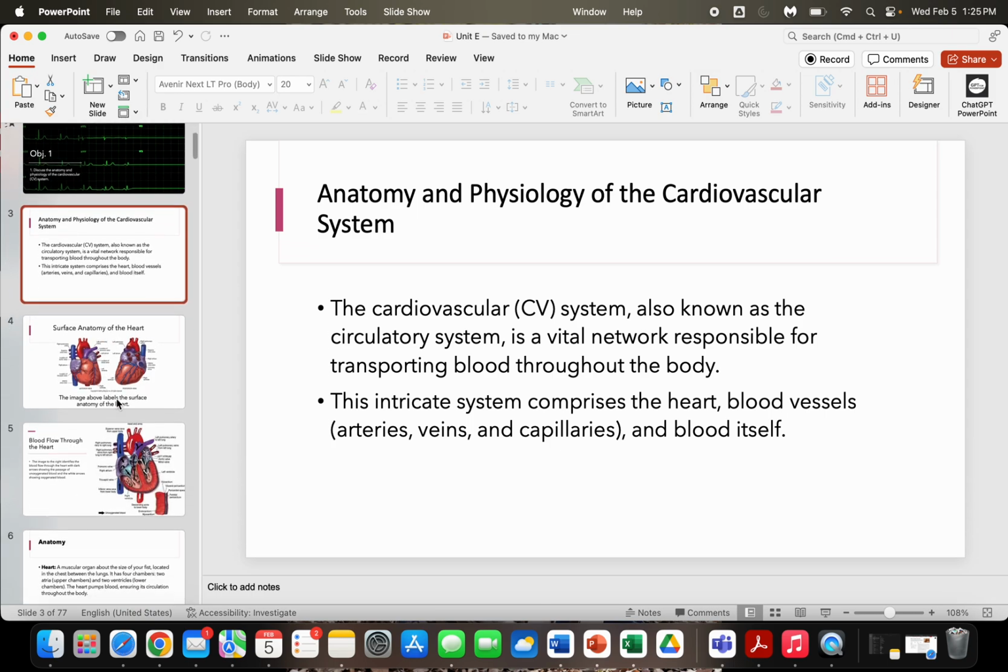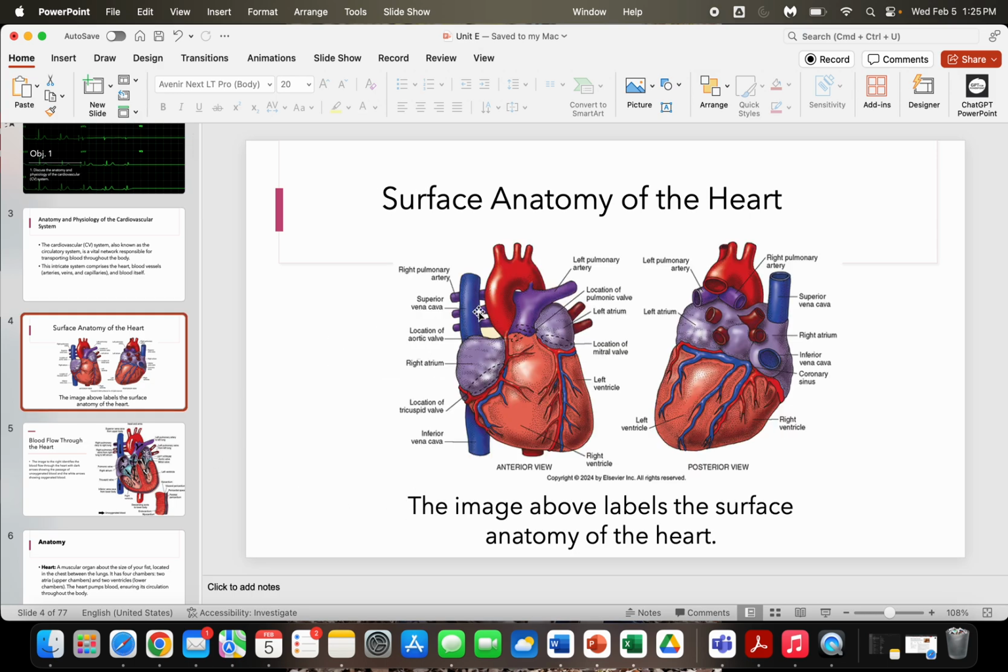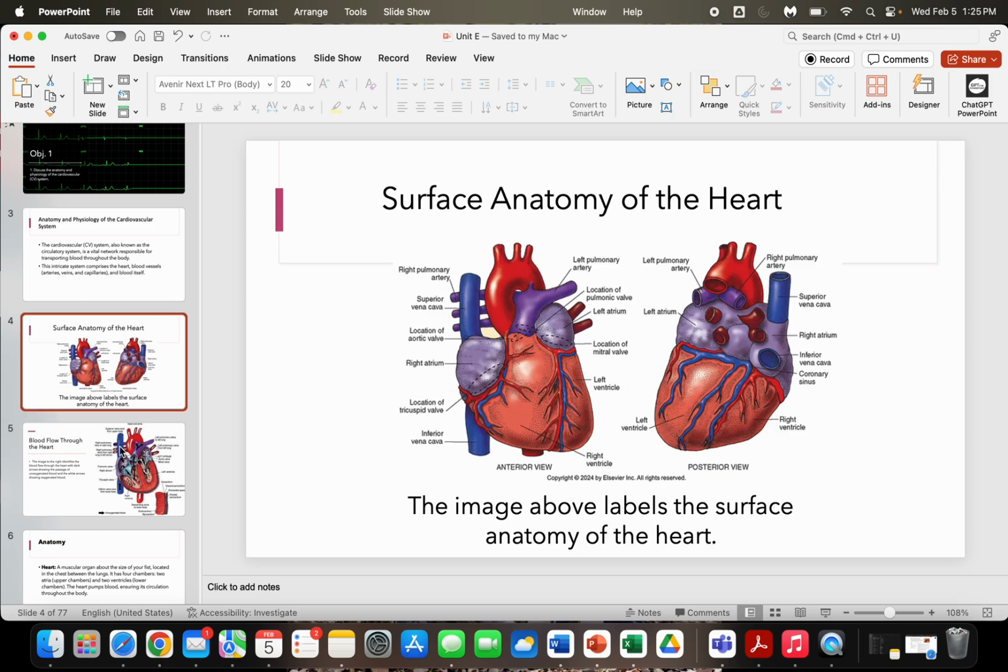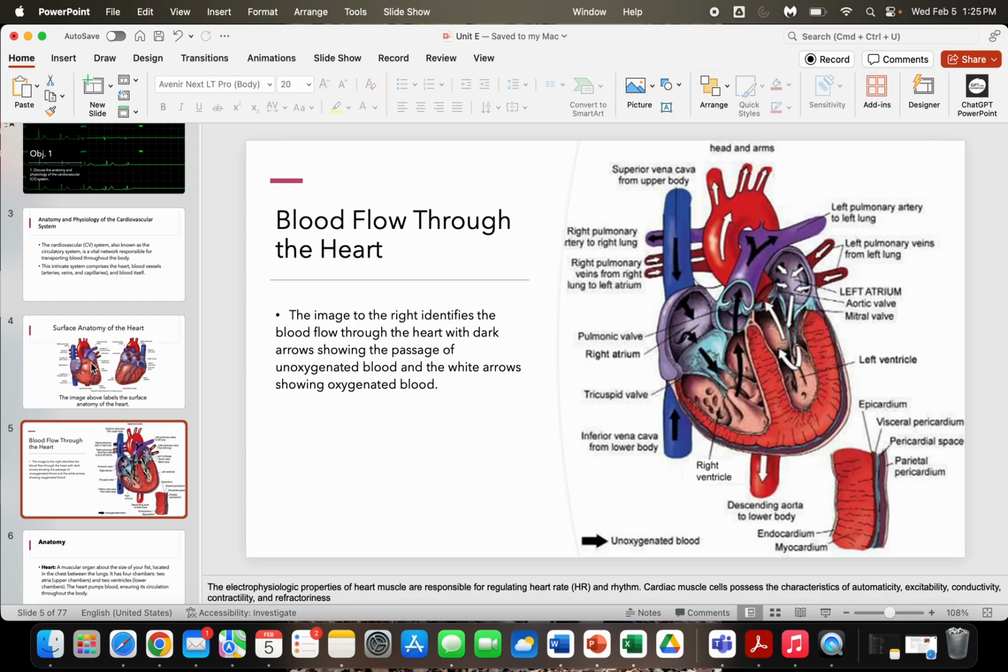I expect you to know, for the most part, the structures of the heart and the flow of blood through the heart. If you do not remember the blood flow through the heart, you need to refresh yourself on that. There's several really good videos on YouTube. I will post some on your supplemental info, but please be sure you understand how blood flows through the heart, because it's going to be very important when we start talking about certain disease processes and what that means, okay?